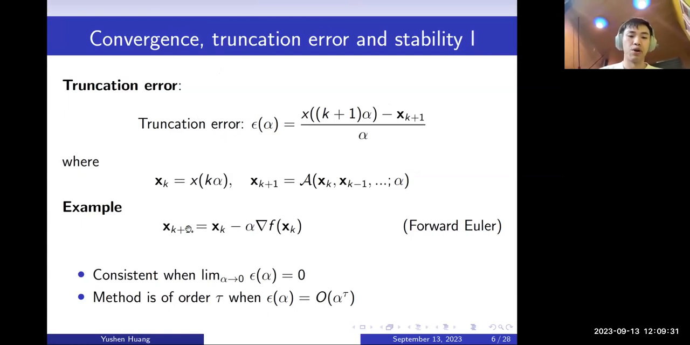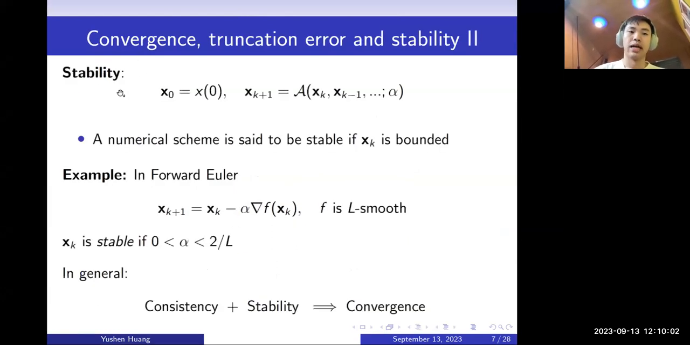For example, if you consider the Euler scheme, then you just plug this value into it, and you will get this truncation error. It's usually a first order truncation error. Consistent means that this truncation error will converge to 0 as alpha tends to 0. And the order is tau when the error is epsilon, alpha to the tau power.